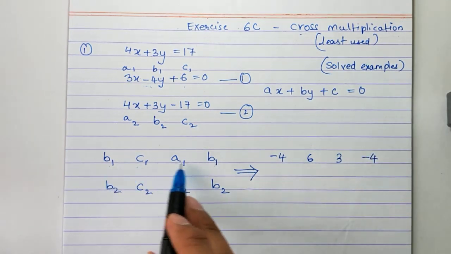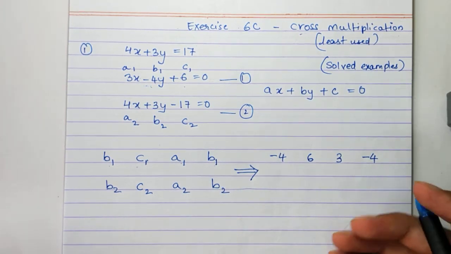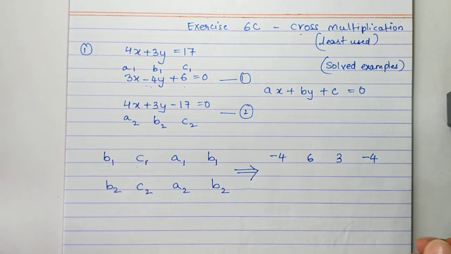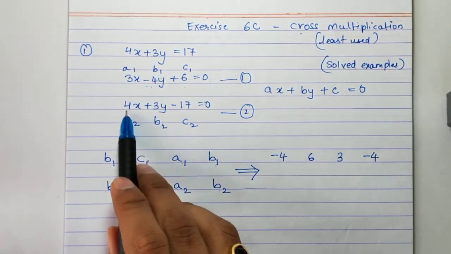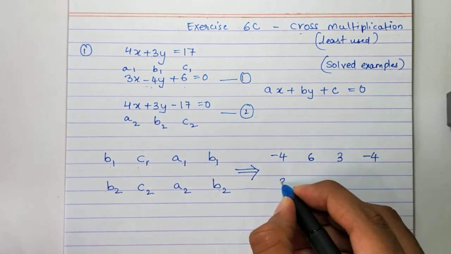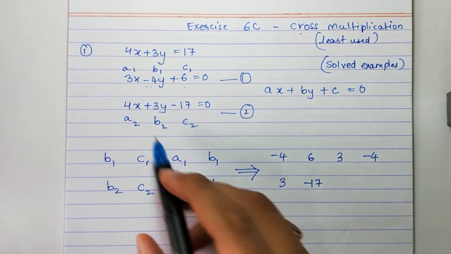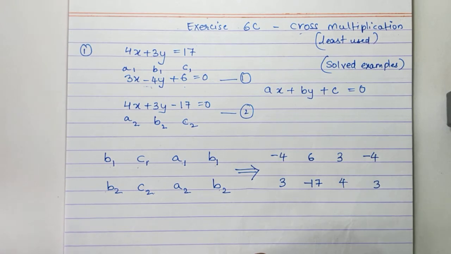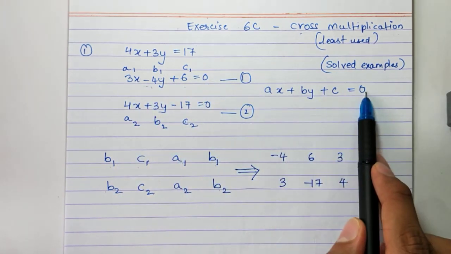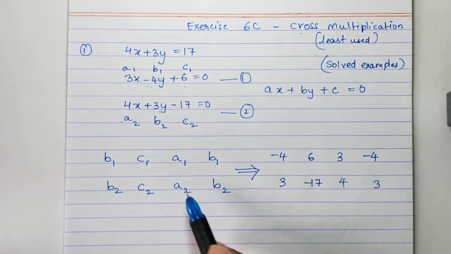Now why is this the sequence and why do we have to do it this way? These questions are part of the derivation of this formula, which is not important for us. We have to use the method and understand its application. Now b2, c2, a2, b2, I'll take the values from here. So b2 is 3, c2 is -17, a2 is 4, and again b2 is 3. So first you write the equation in this form, then you label a1, b1, c1, a2, b2, c2, and then you write this form and substitute the values.